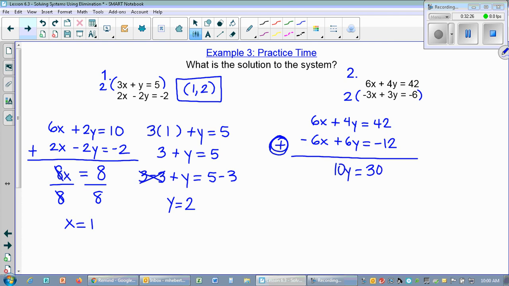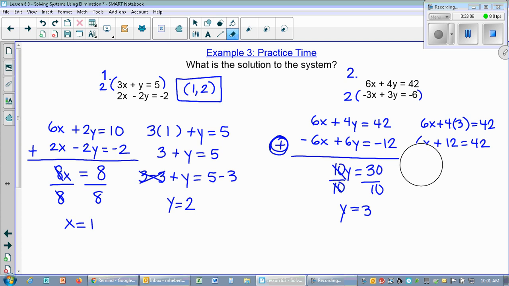We'll divide each side by 10 to get the y by itself. And then the 10s will cancel each other out, leaving me with 1y. Then 30 divided by 10 is equal to 3. I will now substitute my y value into the first equation. So 6x plus 4 times the y value is equal to 42. And I'm going to substitute 3 into the y spot. So now I have 6x plus 4 times 3, which is 12, equals 42. I need to get the 42.